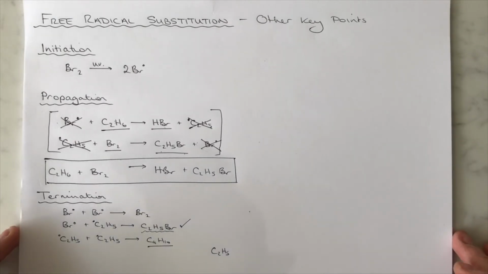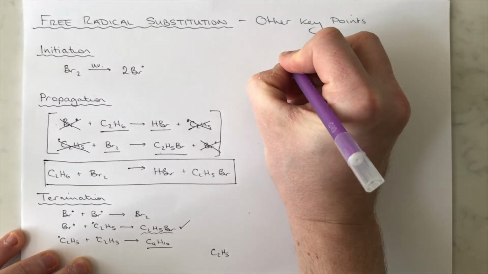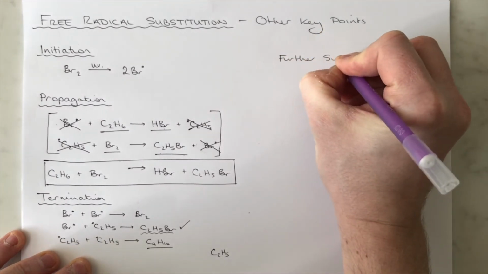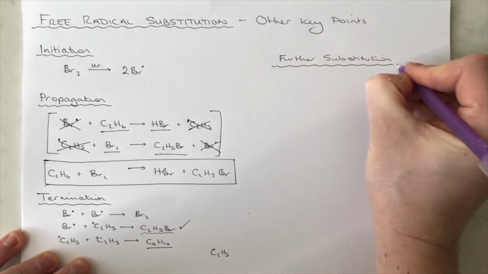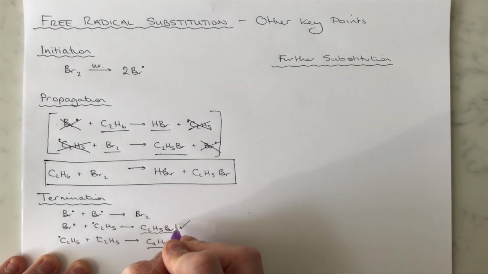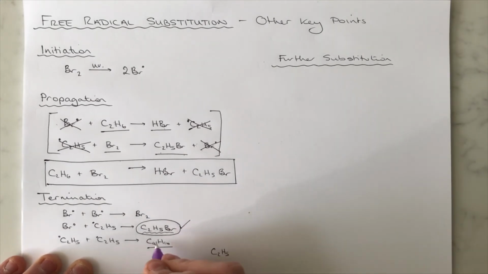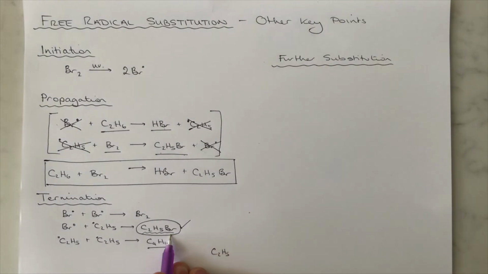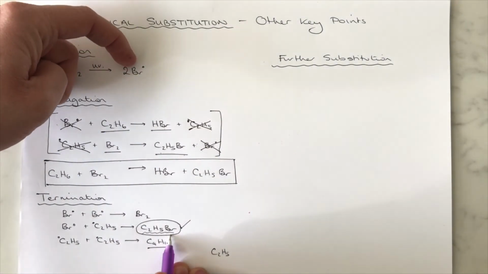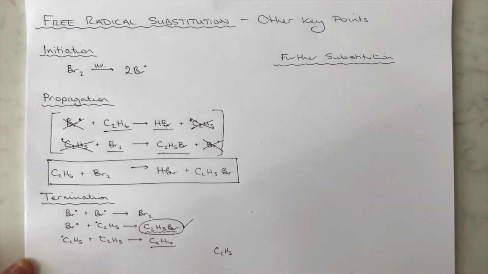Okay, the final thing to mention, which is a little bit more complex, is to do with a process known as further substitution. Now, further substitution is something which we want to avoid happening. What further substitution means is we've carried out our reaction and we've made our product, and we're very happy with our product, our haloalkane. But if there are still bromine radicals, or whatever halogen we're using, floating around, there's nothing stopping our bromine radicals from reacting with our product and turning it into another product.